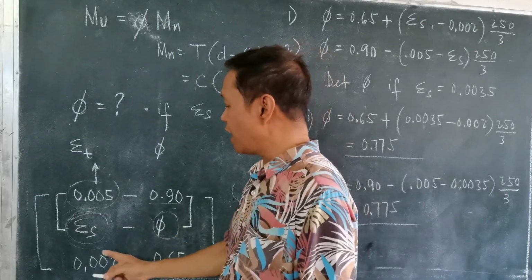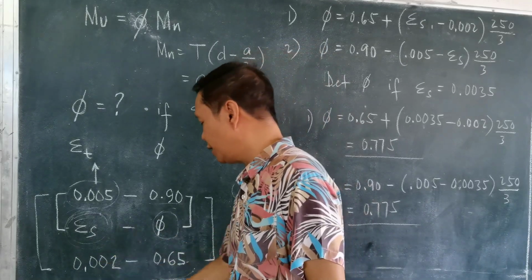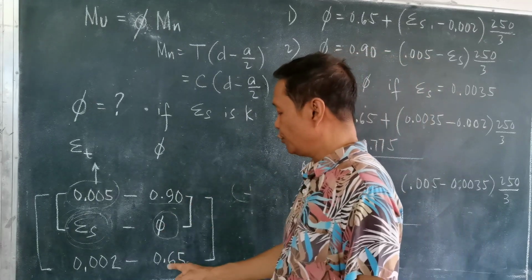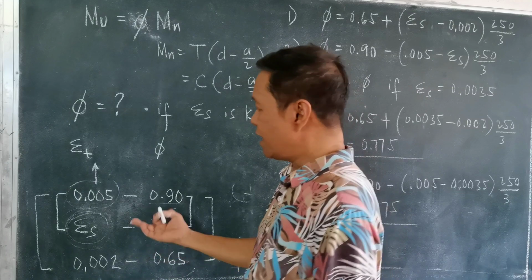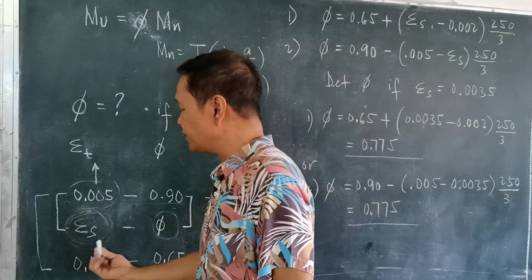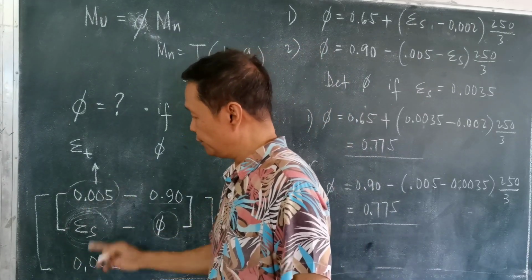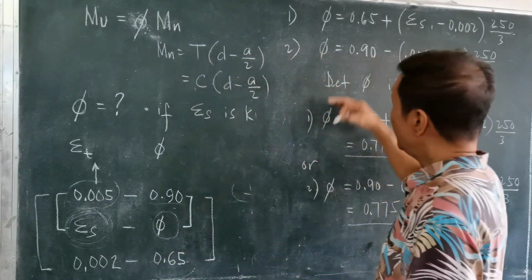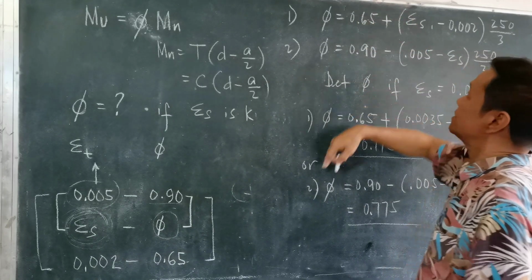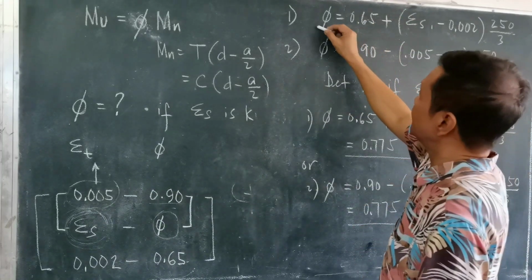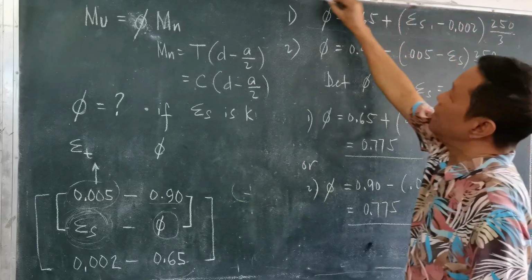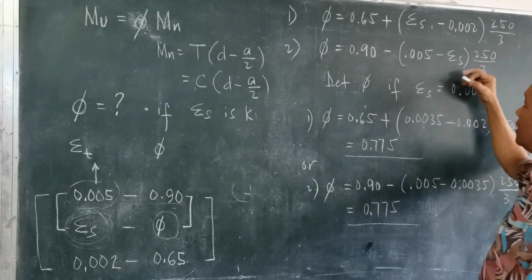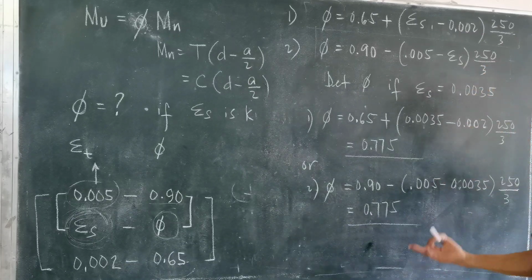But if the value of the actual strain is 0.002 and below, and we call that compression controls, then the value of phi would be 0.65. And if the value of the actual steel strain is between these two, then you need to compute the value of phi already, and we can use these formulas. Take note, I told you earlier that this formula is the most common formula found in books and reviewers. And you can never see this formula which was derived earlier.